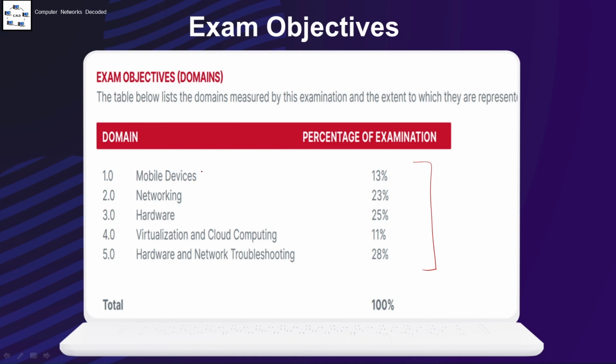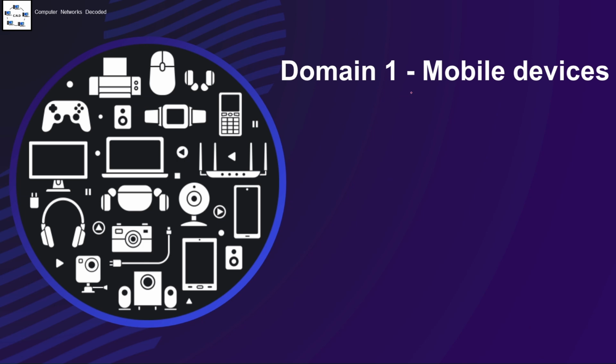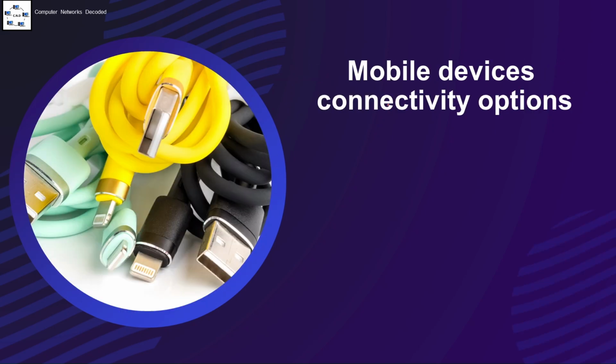Domain 1 is mobile devices. Number 2 is networking. Domain 3 is hardware. Number 4 is virtualization and cloud computing. And domain 5 is hardware and network troubleshooting. And these are the percentage and weightage of each domain. So today we will start with domain 1, mobile devices. This domain is pretty basic and simple, and let's get started.